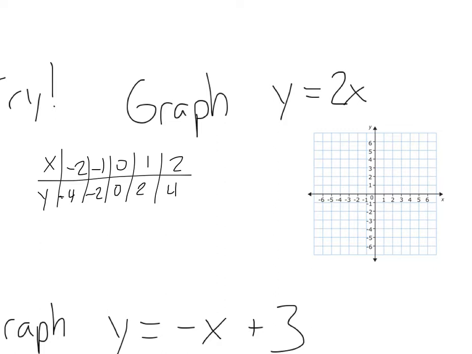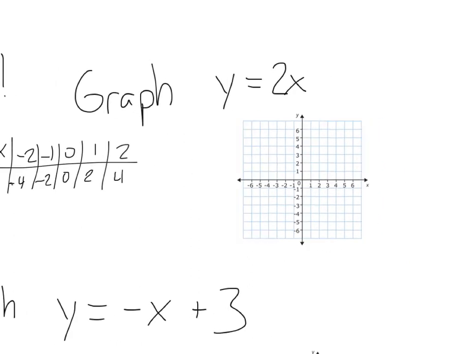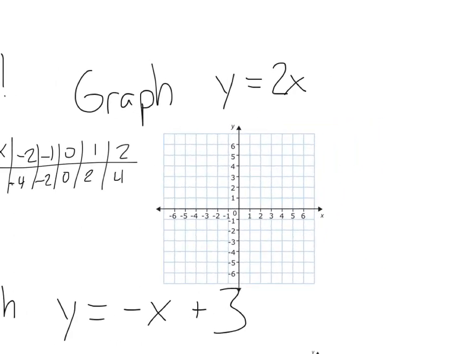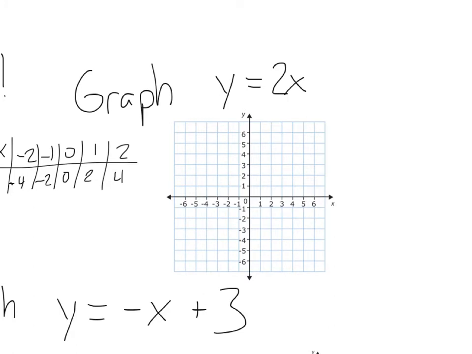So if I graph that, all I got to do is go left 2 down 4, left 1 down 2, 0, 0, over 1, right 1 up 2, and then right 2 up 4, and there you have it.